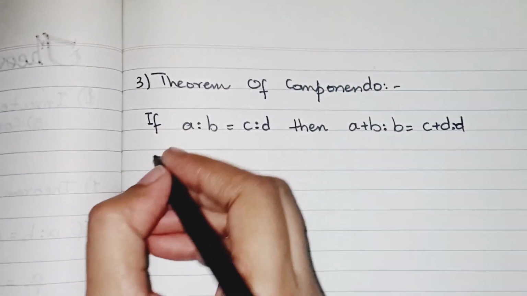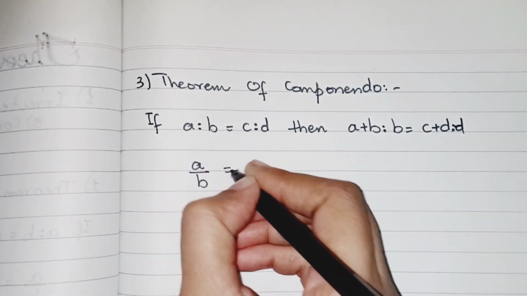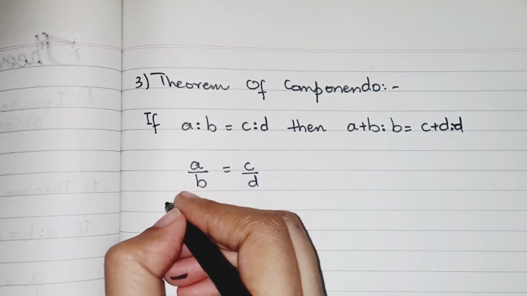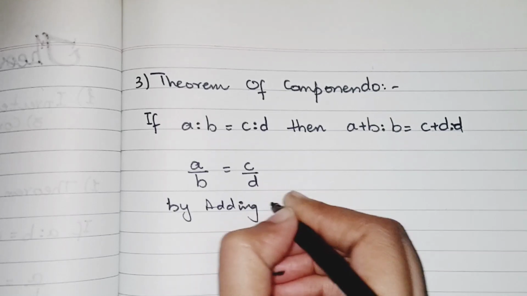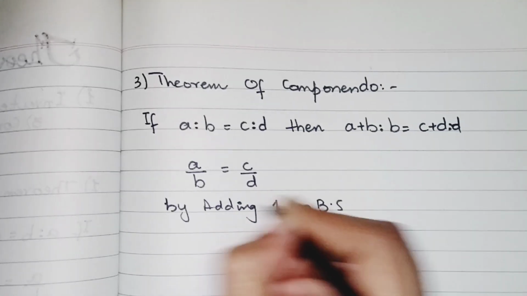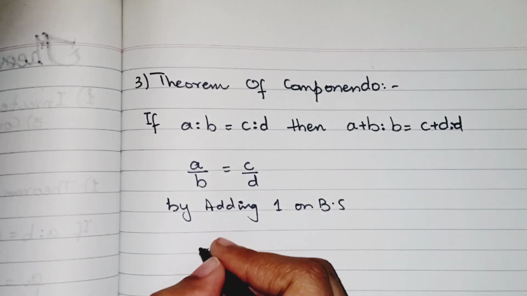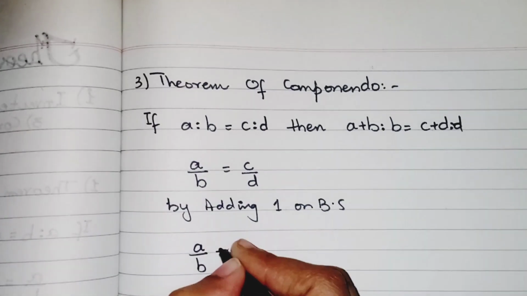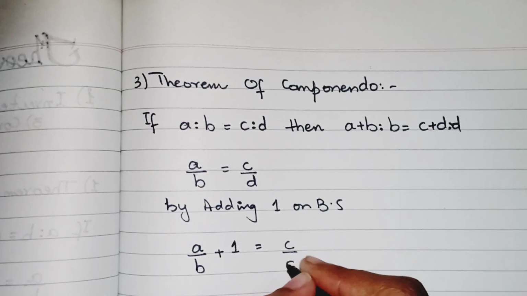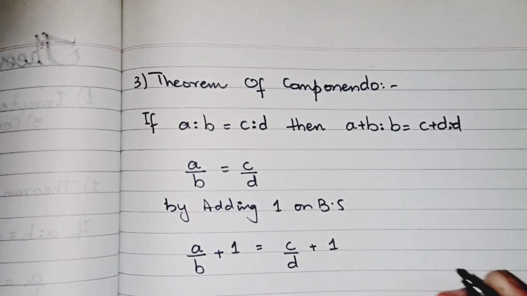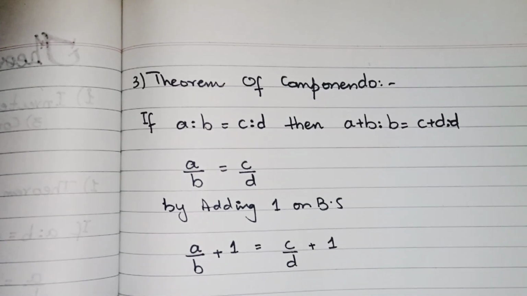We can simply solve it by converting it into fractional form, like A upon B is equal to C upon D, and then we have to add 1 on both sides. Why were we adding 1? Because with the addition of 1 we have to take the LCM, and there will be no effect on the variable, since when we take the LCM it will be multiplied by the numerator, so our variable will not be affected.